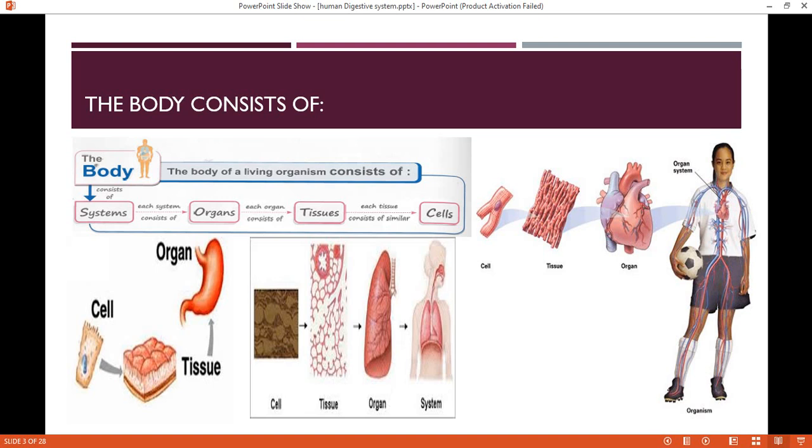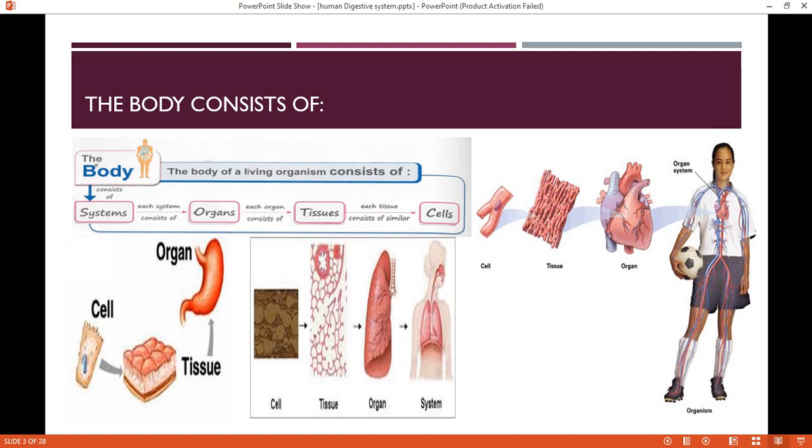This organ, which is the heart, consists of tissues. Look at the tissue. And the tissues consist of cells. Excellent. So systems consist of organs, organs consist of tissues, and tissues consist of similar cells.